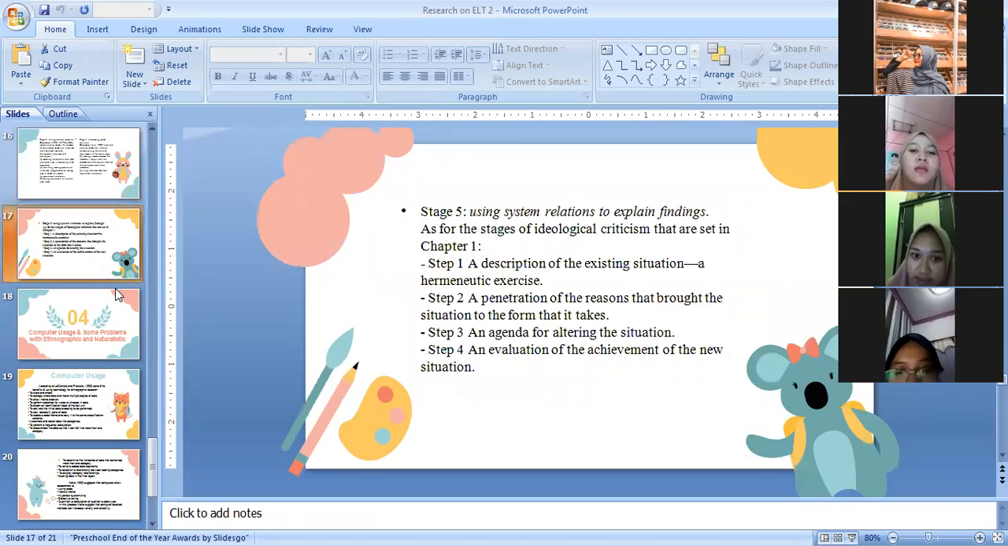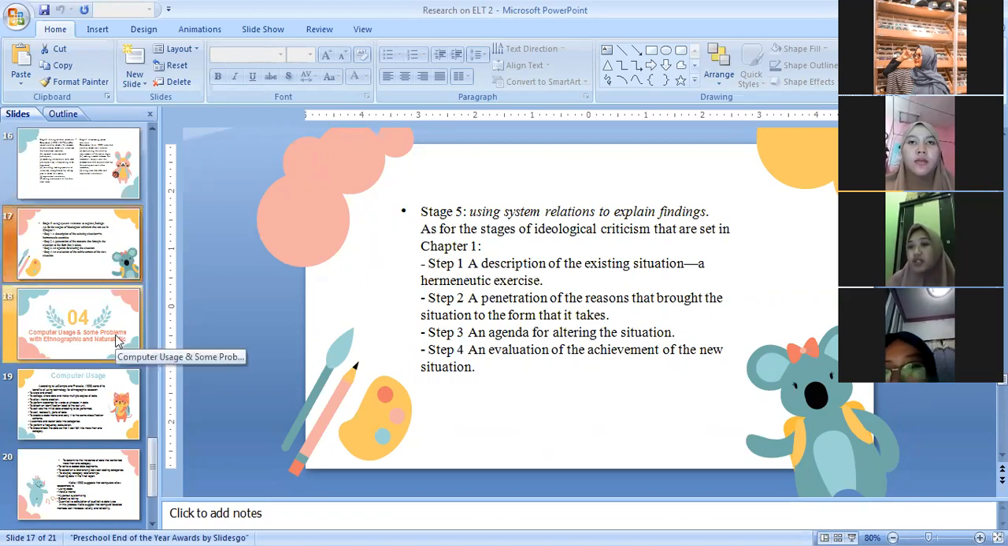And the last is stage 5, using system relations to explain findings. As for the stages of ideological criticism that are set out in chapter 1: step 1, a description of the existing situation, a hermeneutic exercise. Step 2, penetration of the reasons that brought the situation to the form that it takes. Step 3, an agenda for altering the situation. Step 4, an evaluation of the achievement of the new situation.